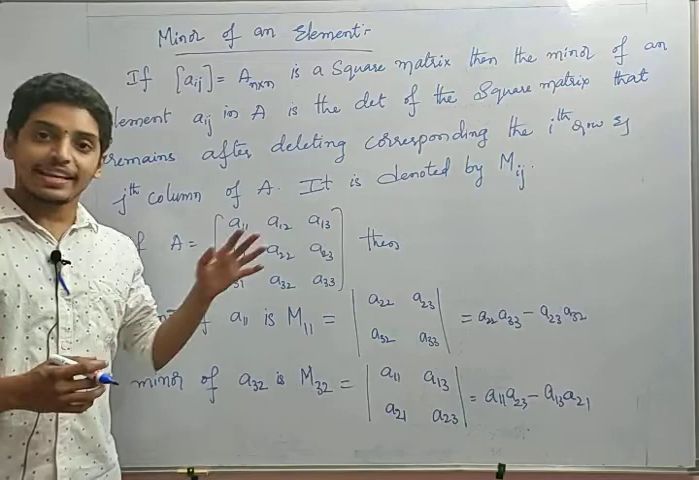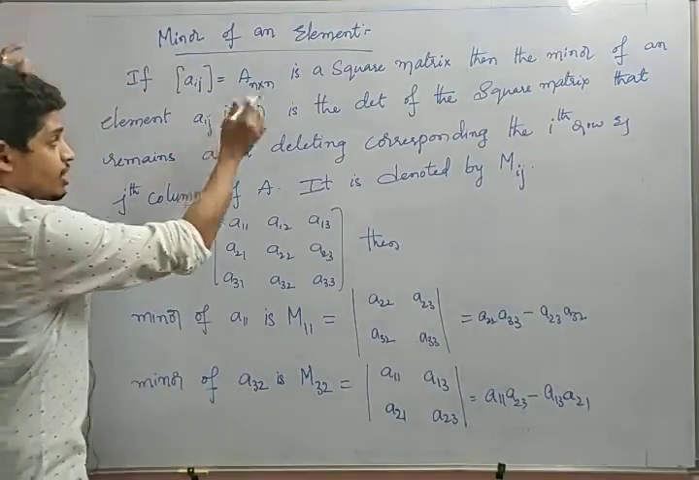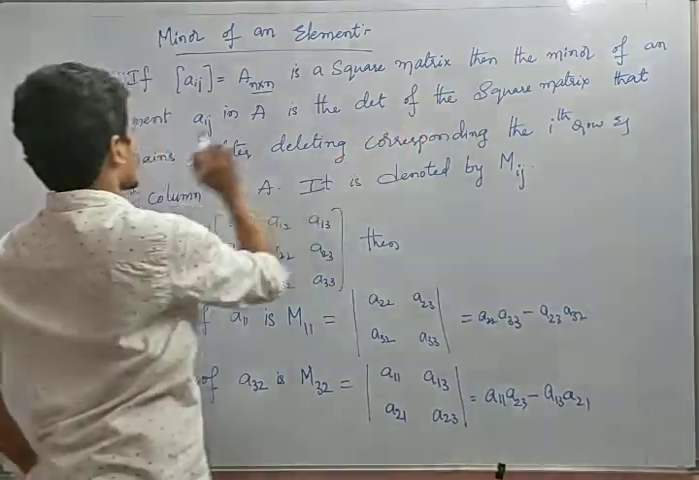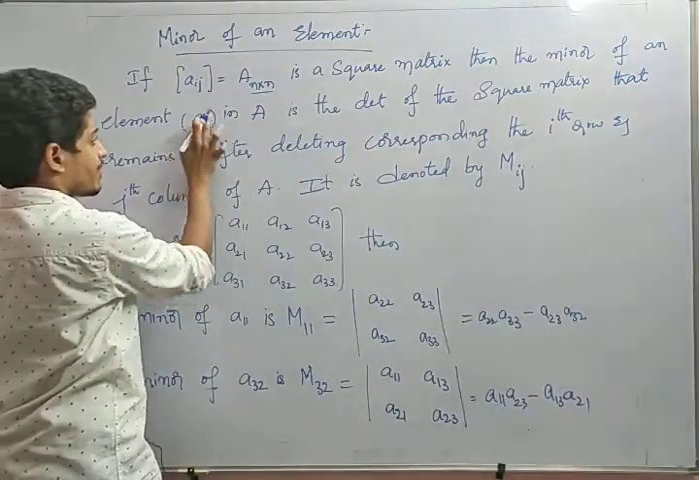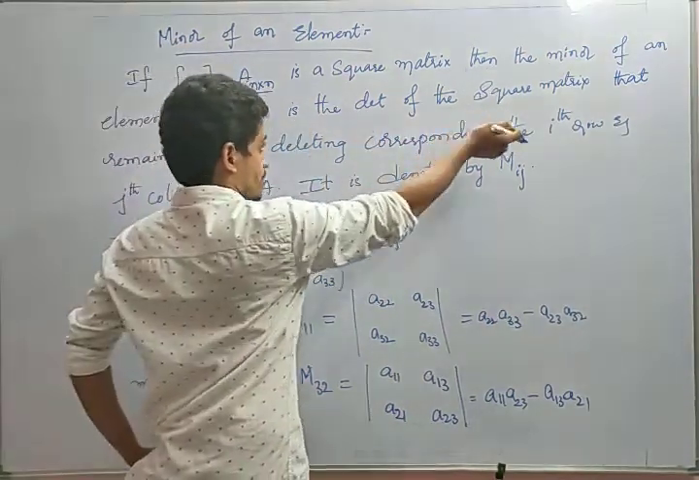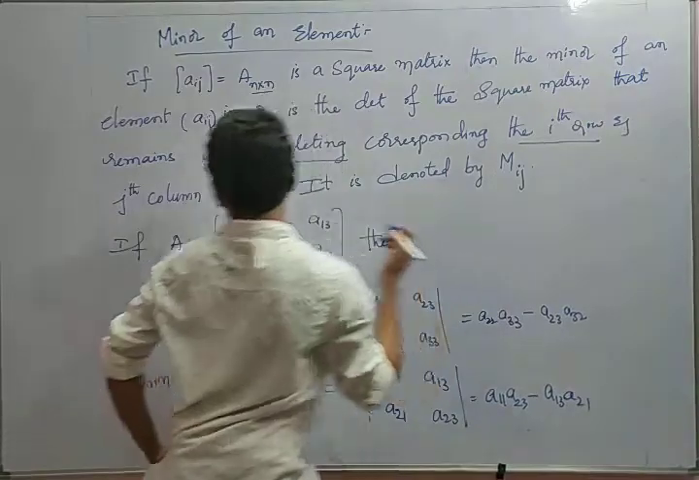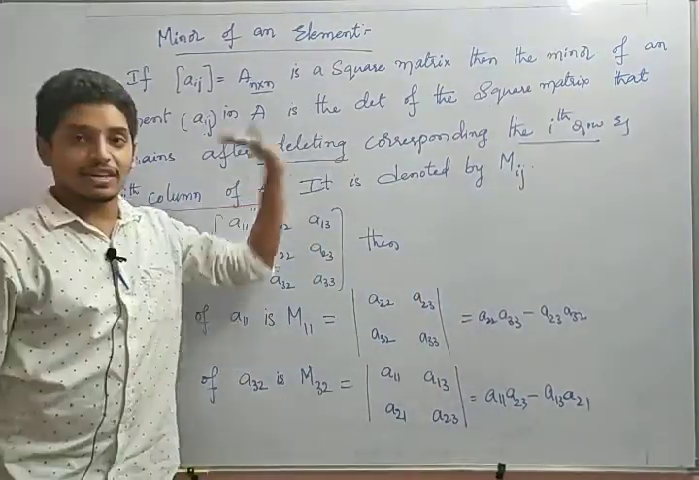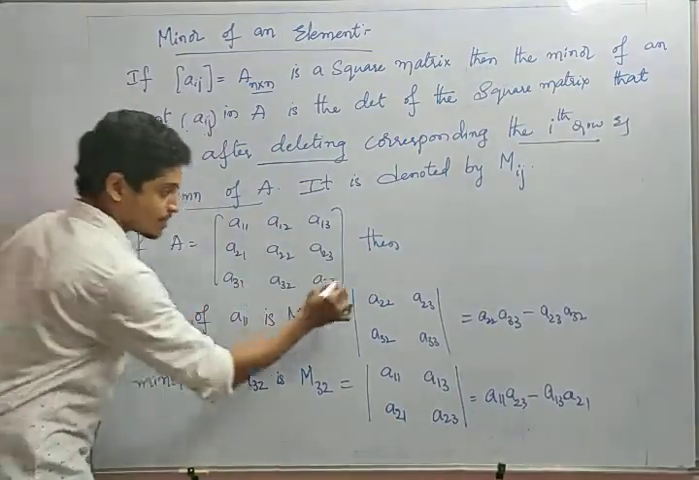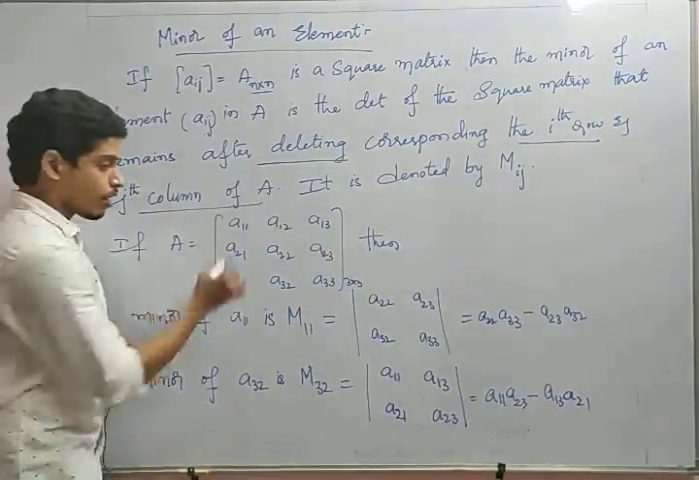Now let us discuss the minor of an element. See friends, if A equals a matrix of order n by n, which is a square matrix, then the minor of an element Aij in A, which is one of the elements in this matrix, is the determinant of the square matrix that remains after deleting the corresponding ith row and jth column of A. Don't get confused; if you see the example, you will understand. Suppose A is a matrix of 3 by 3 order, this is a square matrix, and I want the minor of this element.